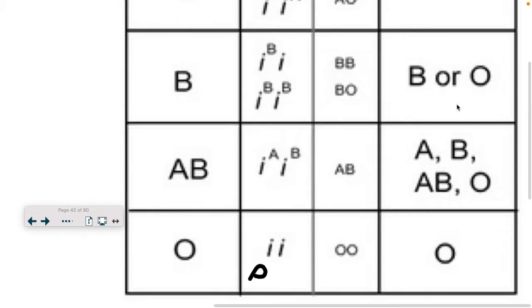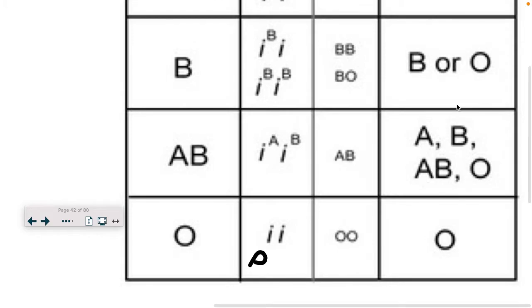If you're type B, same thing, but instead of an A allele, you now have the B. So you could be heterozygous or homozygous for it, so BB or BO. You can receive blood from B or O.